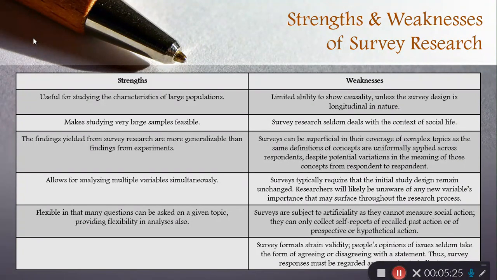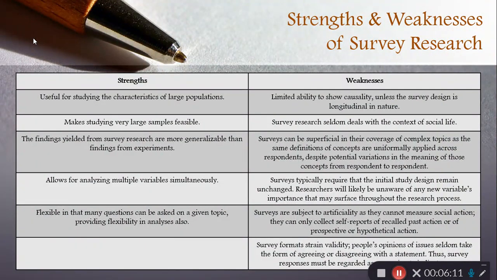Surveys can be superficial in their coverage of complex topics as the same definitions of concepts are uniformly applied across respondents, despite potential variations in the meaning of those concepts from respondent to respondent. Essentially, what is being conveyed here is that in survey research, we have a particular set of questions that we are administering uniformly across all respondents. The assumption is that all respondents will interpret the questions in the same way and will ascribe the same meaning to the questions. We know that this is not necessarily true, and so this is definitely a limitation of survey research.